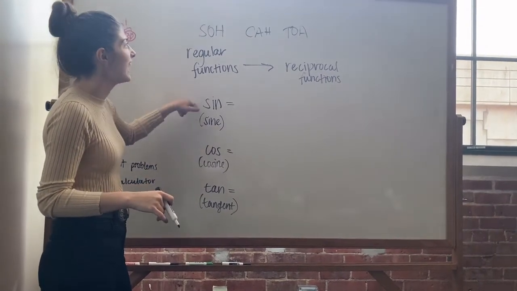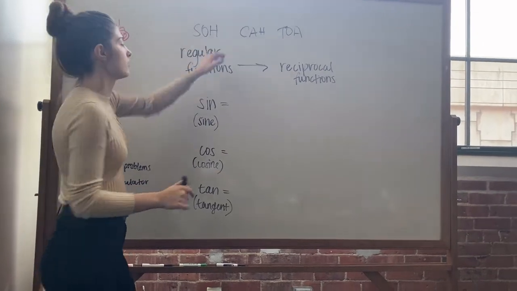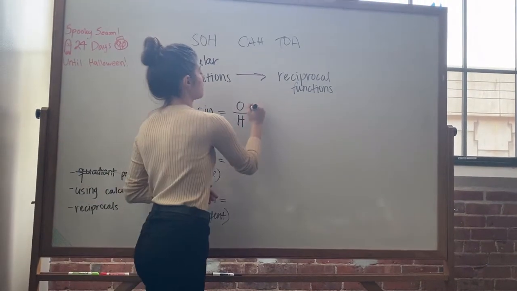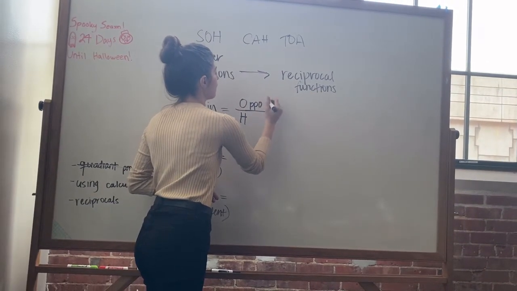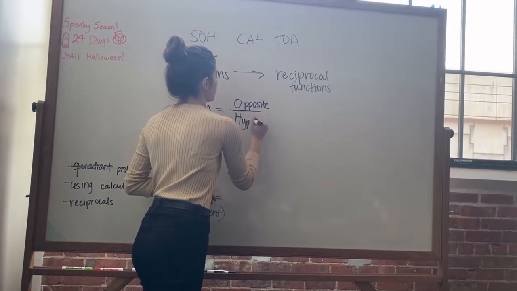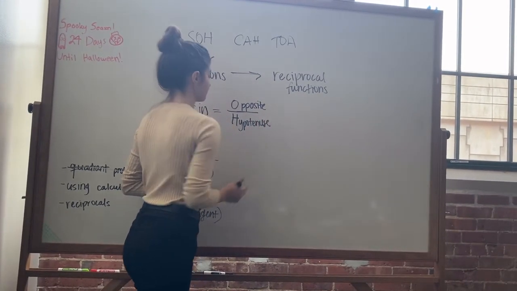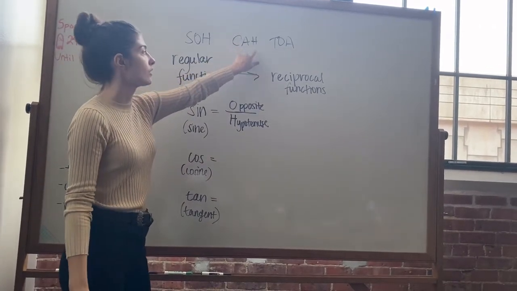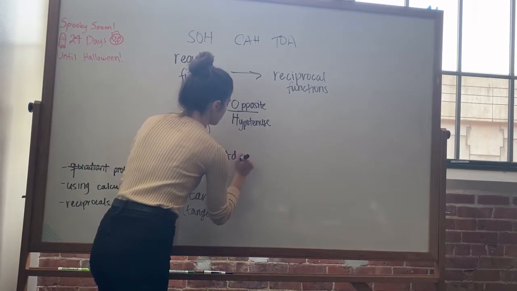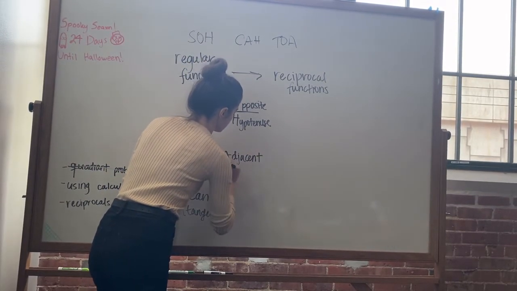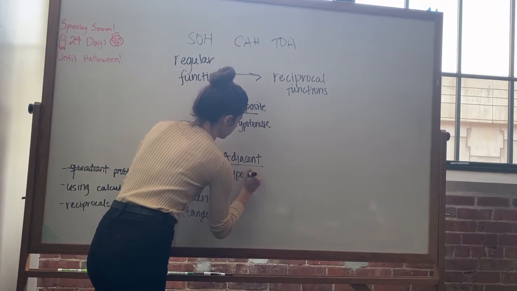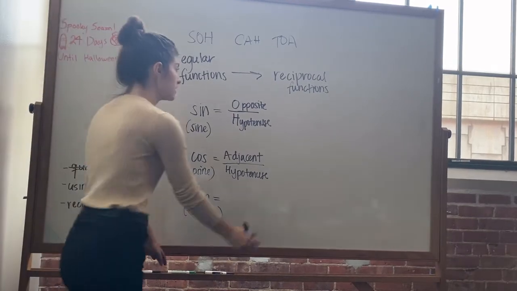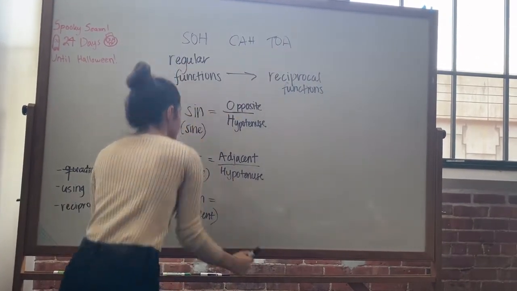Anyway, sine, we know in SOHCAHTOA is opposite over hypotenuse. Here, I'll write those out a little bit more. Opposite over hypotenuse. We know cosine, the CAH, is adjacent over hypotenuse. Adjacent over hypotenuse. And our tangent, our TOA, is opposite over adjacent.